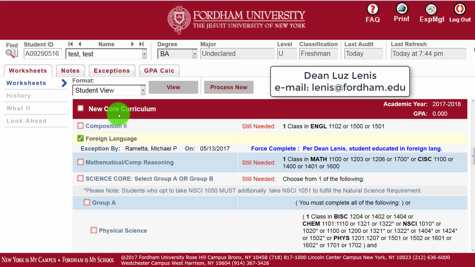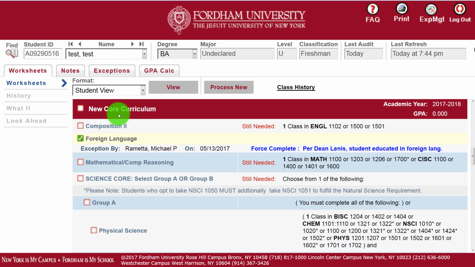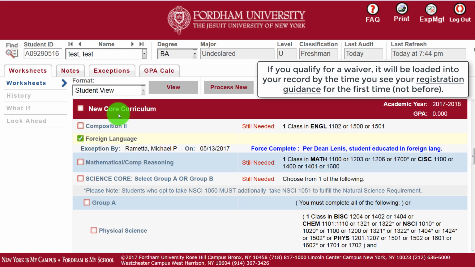For students who are in a major that requires the foreign language requirement, the foreign language waivers will be loaded into your account by the time you first are able to log in and see your registration guidance. So if you try to log into your DegreeWorks before your registration guidance is available, the language requirement may not be there. It will only be there beginning when you are able to view your registration guidance.